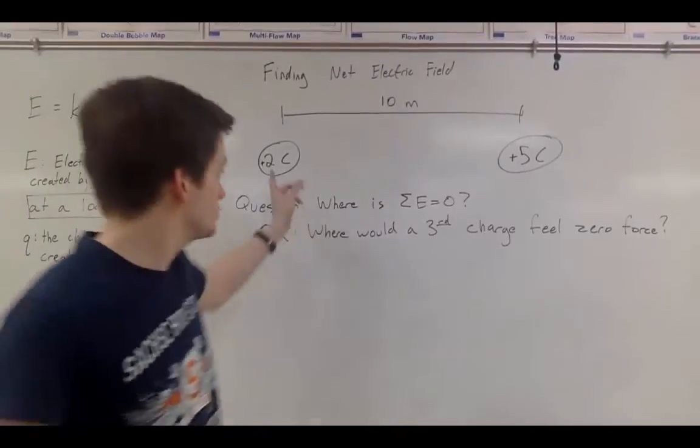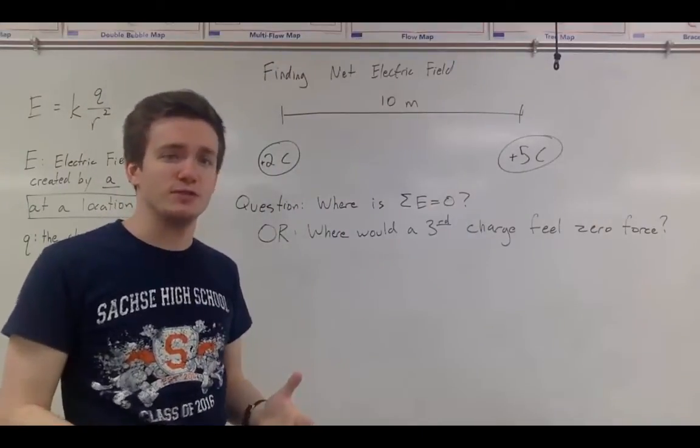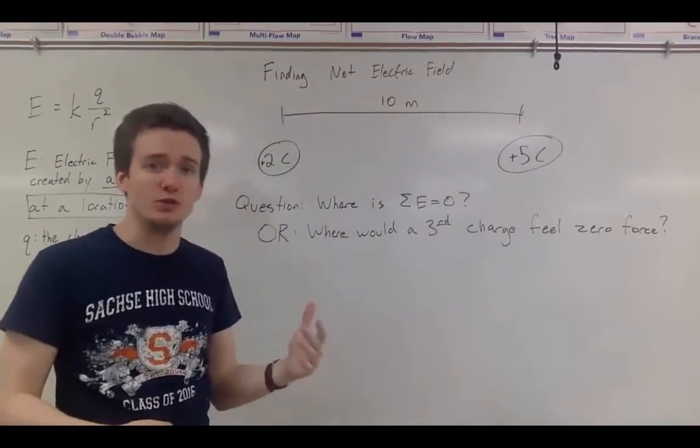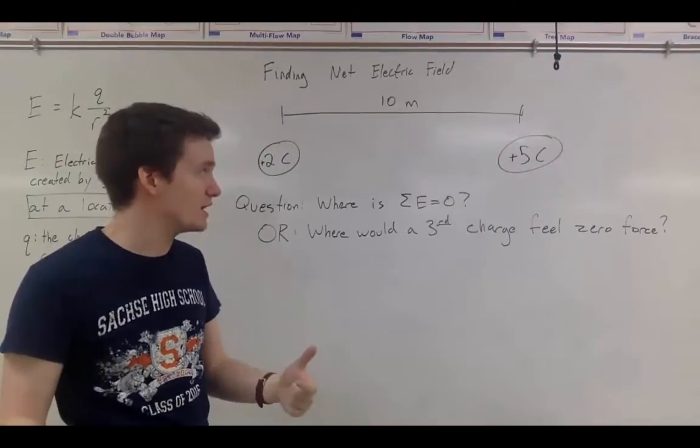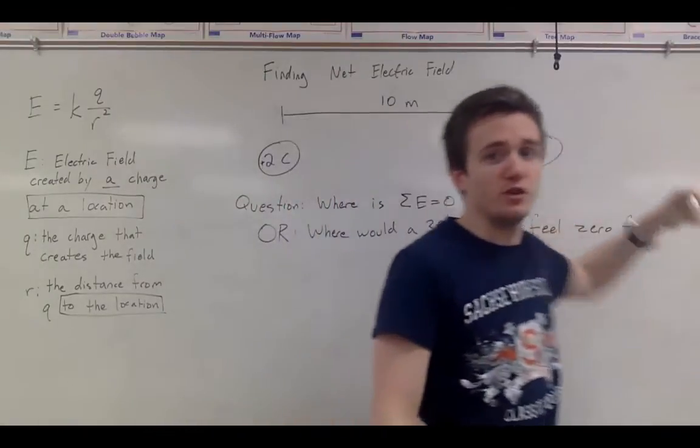New situation. 2 charges, both still positive. The question is being asked, where is the net electric field 0? Where do these combine to equal 0? Or you might see that phrased another way. Where can we put some other hypothetical third charge where it would feel 0 force?